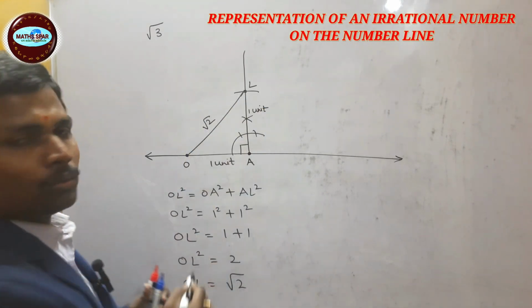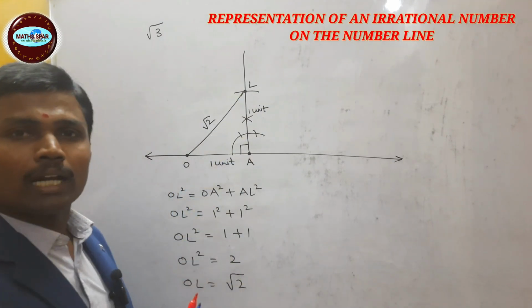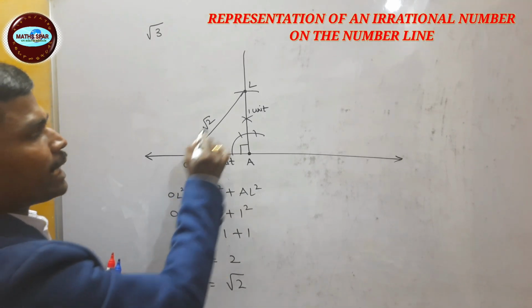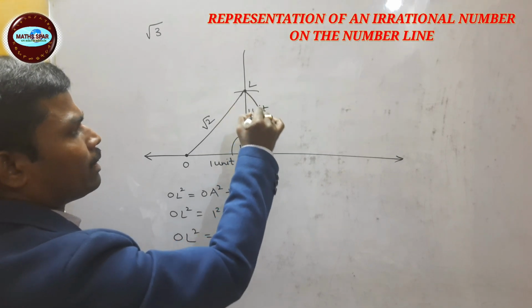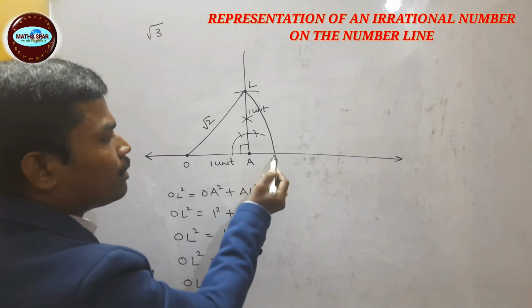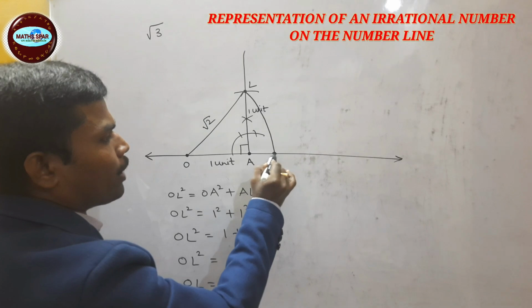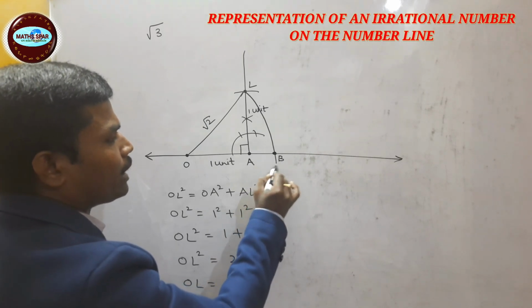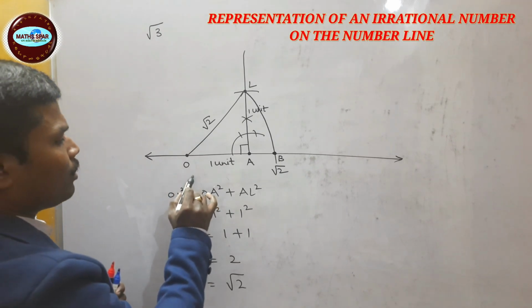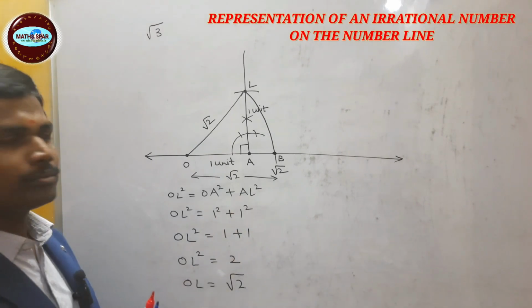Now OL is root 2, but we want root 2's representation on the number line. Then coincide the needle of the compass at O, take the measure of OL and cut an arc. And the arc is intersecting the line at this particular point. Mark this as B and write this as root 2. Then OB measure became root 2 units.